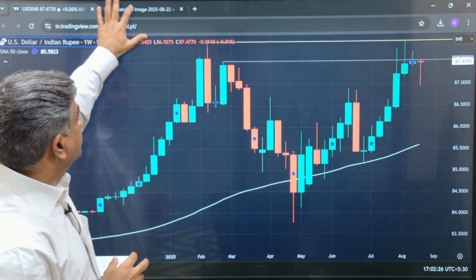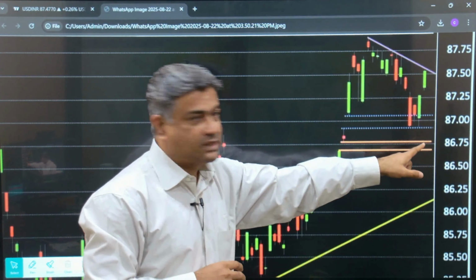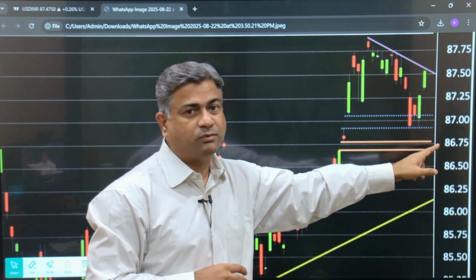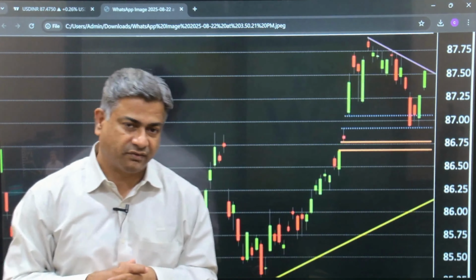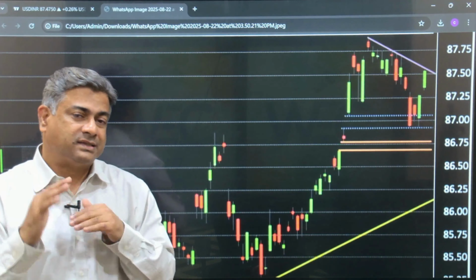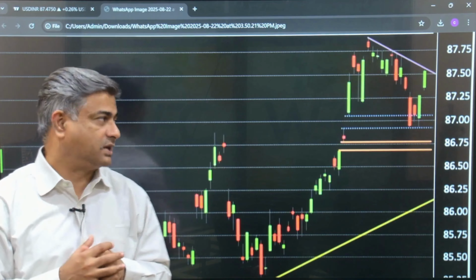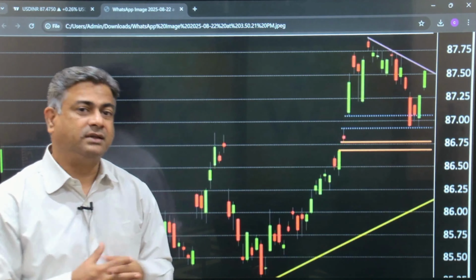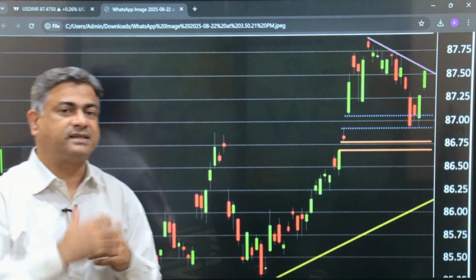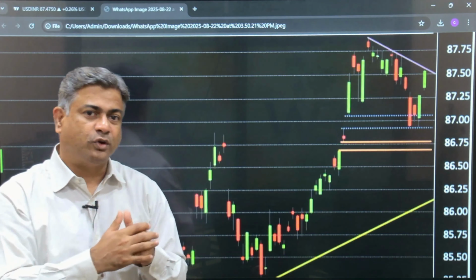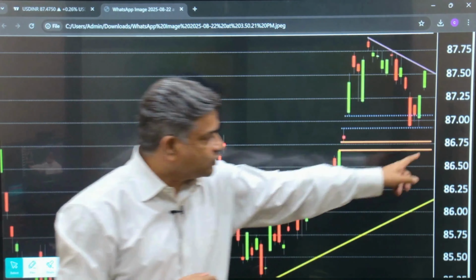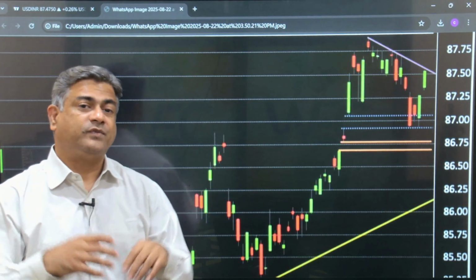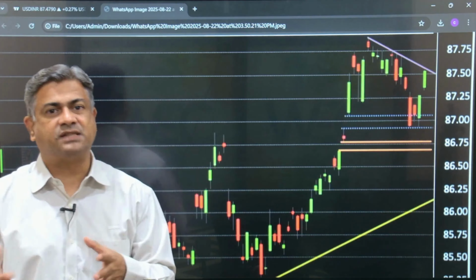Now for importers, you can wait for this counter reactive move. We saw this move till here. You can look at another move at least towards 86.75. That is the level where you should look to hedge your liabilities. The first support is obviously the level that we saw this week, the levels around 86.90 to 87. So that is the first level of support. You should hedge some portion there and you should hedge a slightly larger portion at around 86.75. You can look at doing both forwards as well as vanilla options.